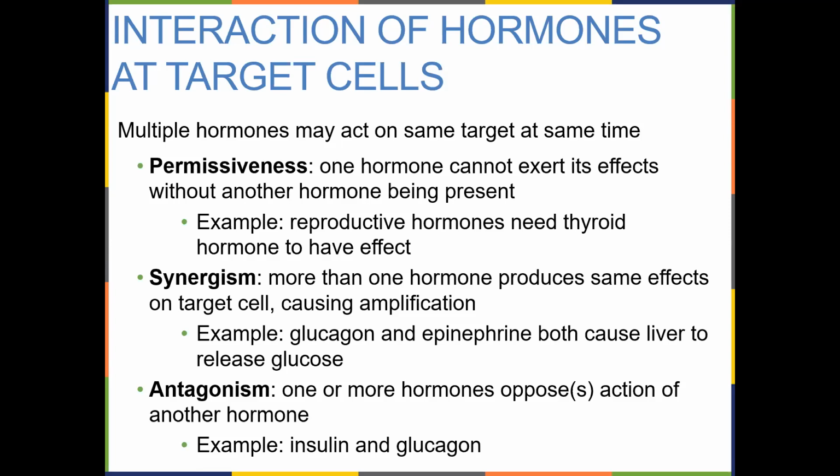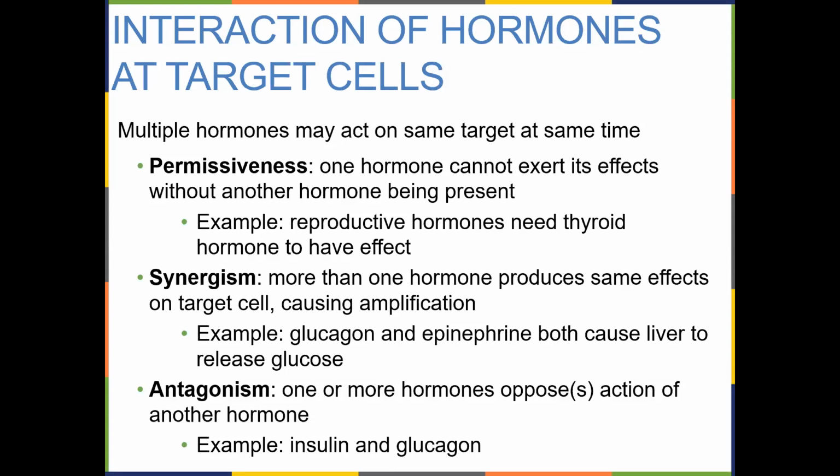Now, antagonistic, the third response, is where one hormone works against the other. Classic example here is insulin and glucagon. Insulin lowers blood glucose levels by opening up channel proteins in the cell membranes and lets glucose come into the cell. Glucagon raises blood glucose levels by telling the liver to break down glycogen and release glucose into the blood. So one lowers blood glucose levels, one raises blood glucose levels.